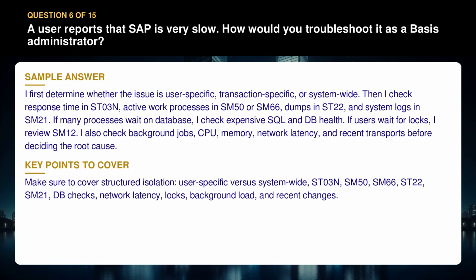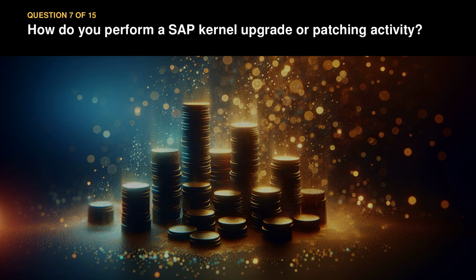Make sure to cover structured isolation, user-specific versus system-wide, ST03N, SM50, SM66, ST22, SM21, DB checks, network latency, locks, background load, and recent changes. Question 7. How do you perform a SAP kernel upgrade or patching activity?